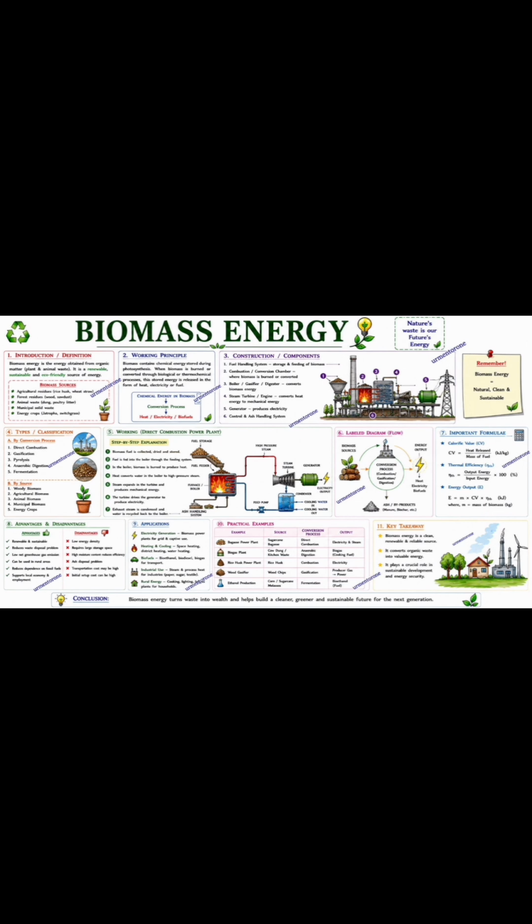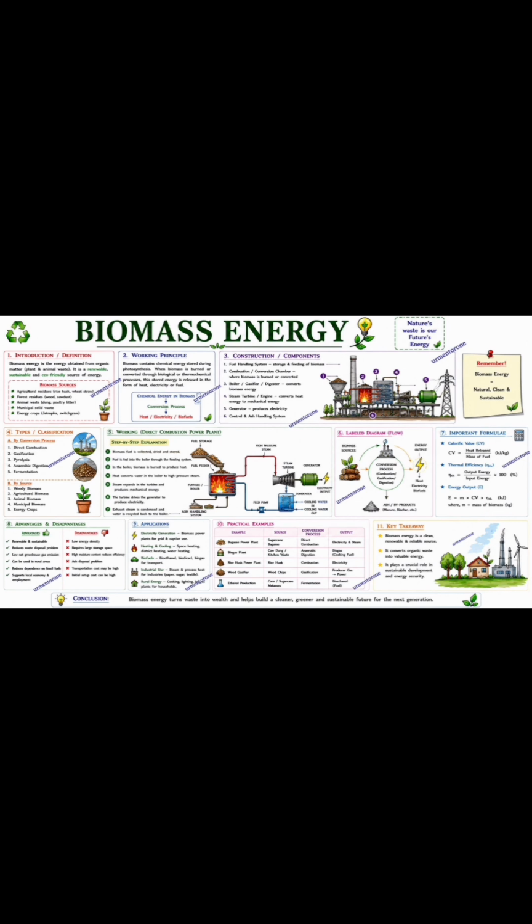Types, classification. A. By conversion process: direct combustion, gasification, pyrolysis, anaerobic digestion, fermentation. B. By source: woody biomass, agricultural biomass, animal biomass, municipal biomass, energy crops. Working: direct combustion power plant.